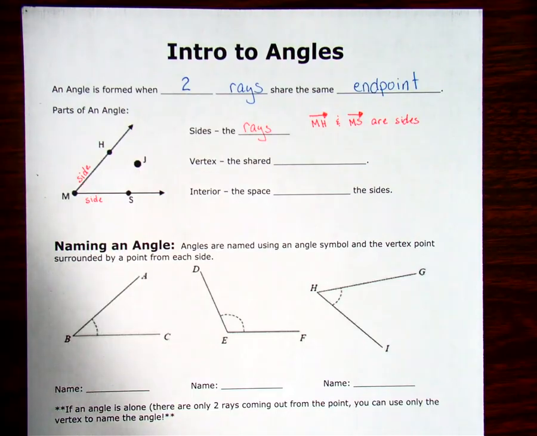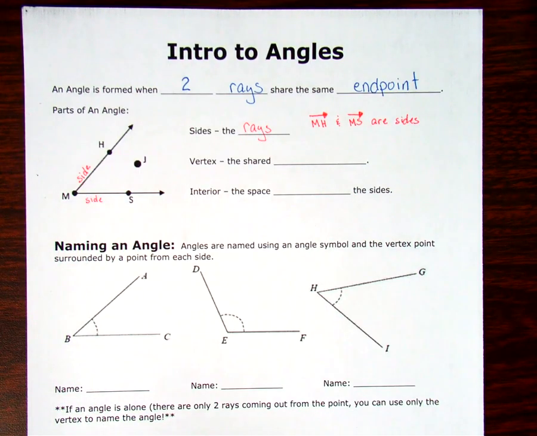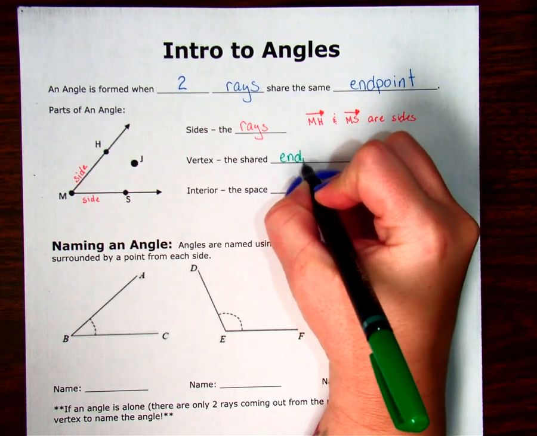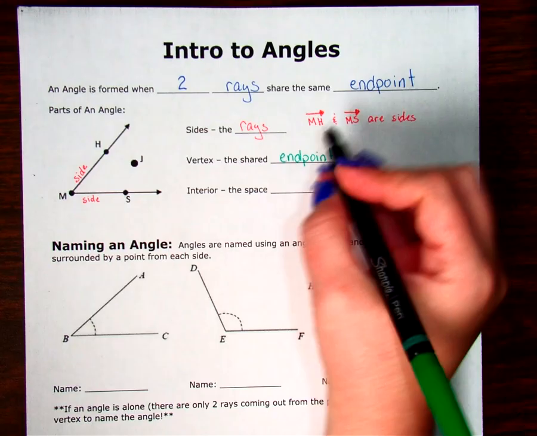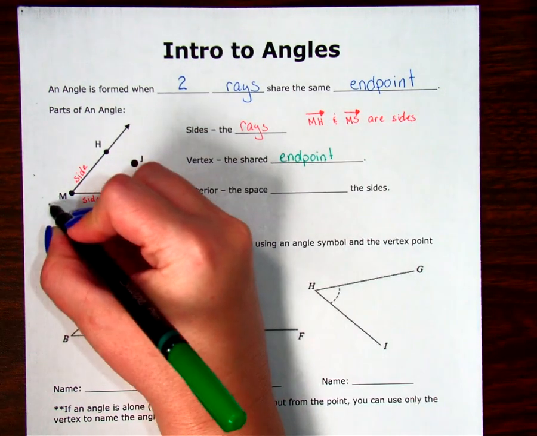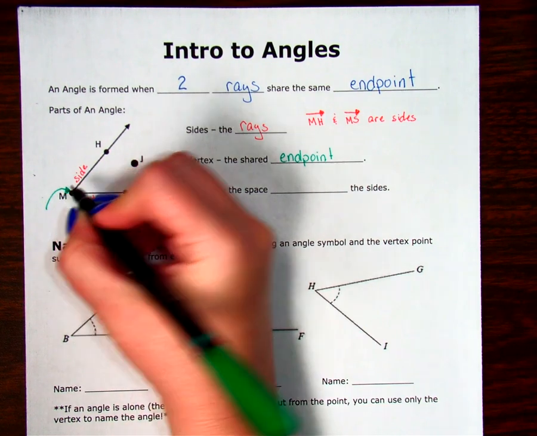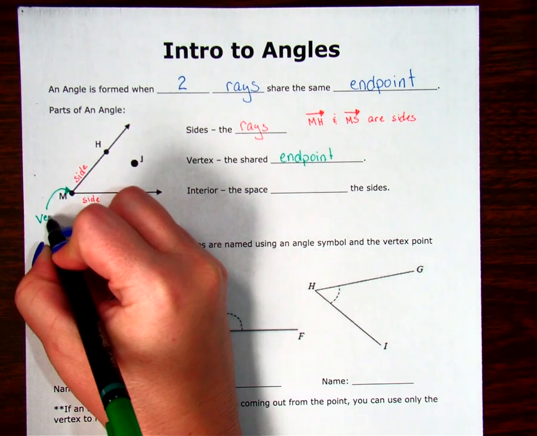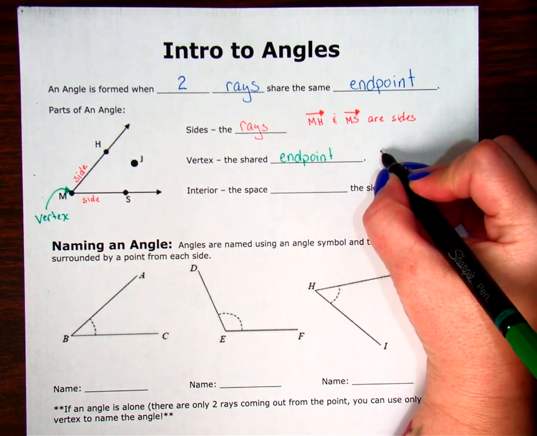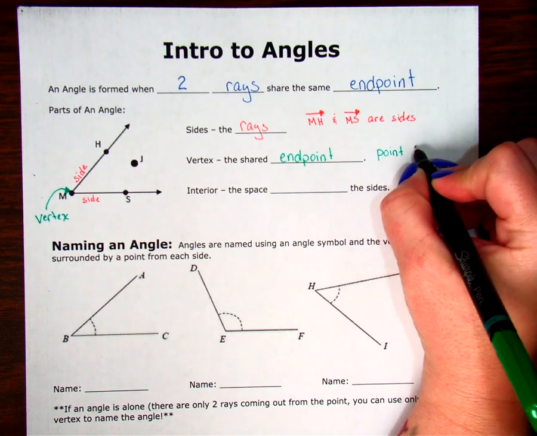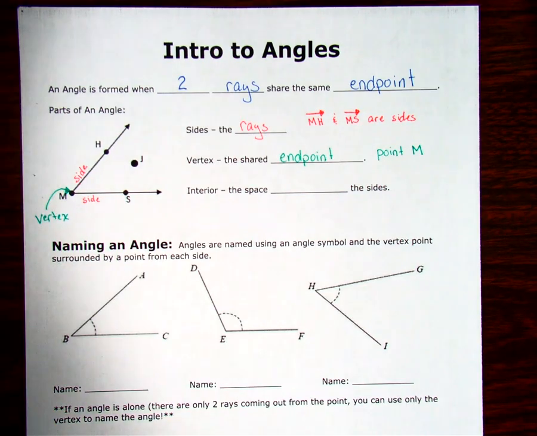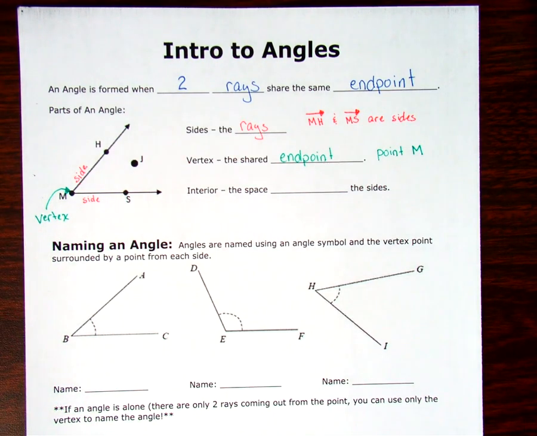The next vocabulary word you should already be familiar with is vertex. The vertex is the shared endpoint. So if you look at the sides, we can tell what the vertex is because they both include the point M. So the vertex is the shared endpoint M. So if I were to ask what is the vertex of this angle, we would say point M in our example. Okay? And then the last one here is the interior, and that is the space between the sides.